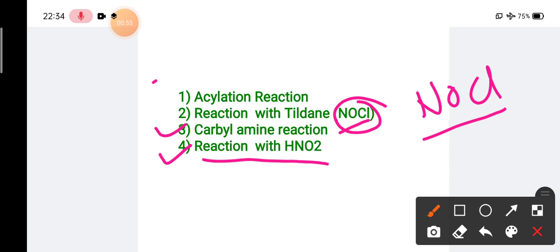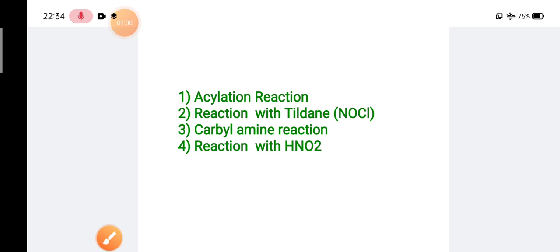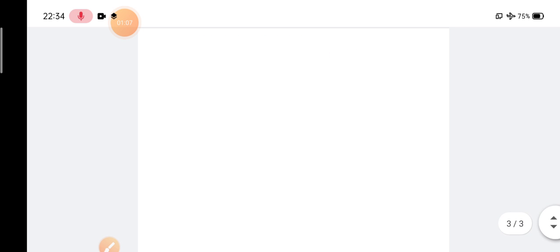So we are going to do these 4 reactions. Let's get started. The first reaction is the acylation reaction. I am not making a slide on all of these reactions, because we are going to discuss all of these reactions by simple tricks, not by a general method.